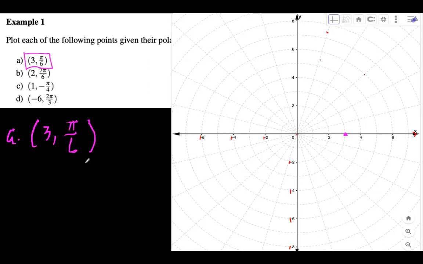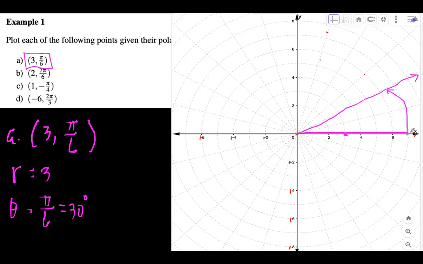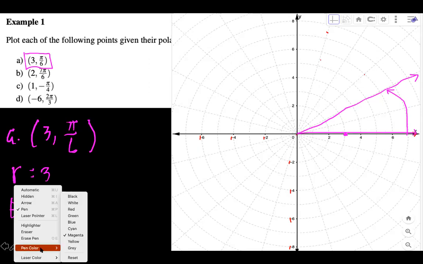Ang tanong dyan ay, ano ba yung angle measure? Angle measure is pi over 6. What is pi over 6 equivalent to? That's 30 degrees, correct? The radius is 3 and the theta is equal to pi over 6 or 30 degrees. Now, saan natin makikita si 30 degrees? Si 30 degrees ay eto class. Ayan. Ayan siya si 30 degrees, di ba? This is 30 degrees. It is always starting from the, what do we call this again? From the polar axis. Okay? And of course, the point of intersection of the two is the pole.